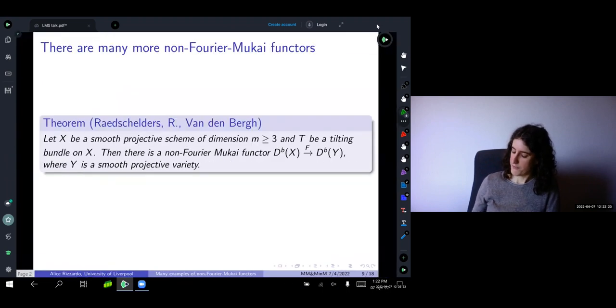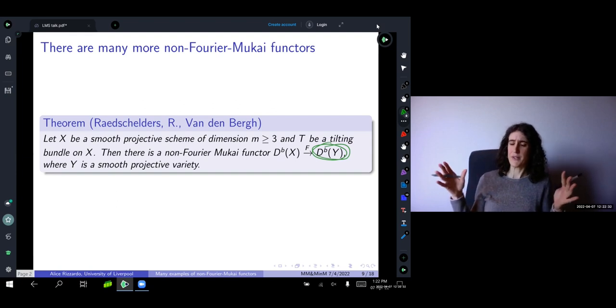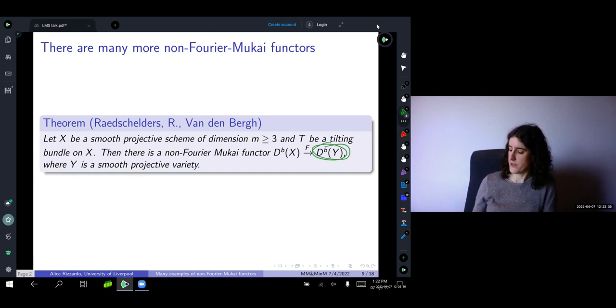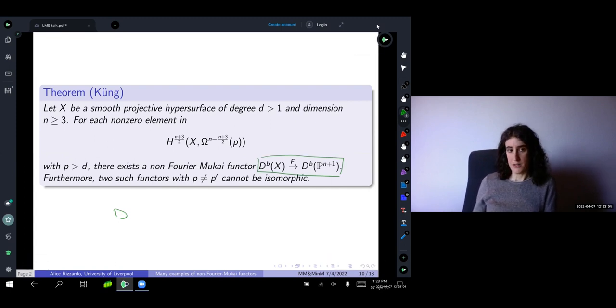Here we end up with a functor dbx to dby, but we completely lose control of this y. It could get really, really big. We just know that such a functor exists. So we start with whatever we want, as long as there's a tilting bundle, and then we end up in dby, where y could be whatever. We don't really get to choose that. What he did is he managed to control the target as well. So he got a bunch of exact functors that are non-Fourier-Mukai from dbx to db of projective space, for smooth projective hypersurfaces such that there's a non-zero element in this twisted Hodge cohomology.